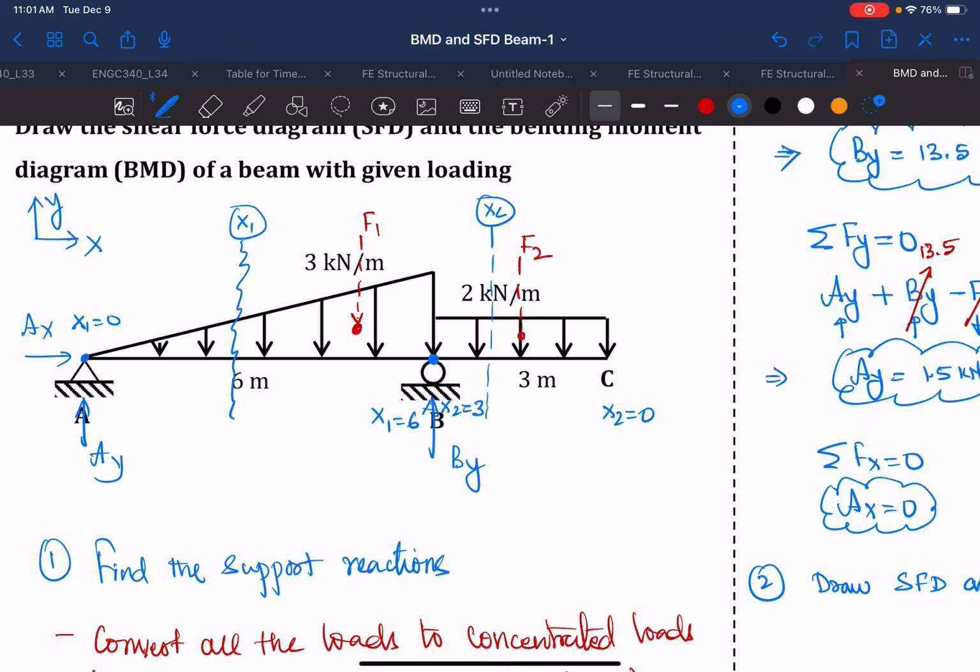Does it matter? No, it doesn't matter. You just have to be careful when you take the origin, and you need to know the limits of your variables x1 and x2. So here x1 equal to 0 means that A is our origin, and then x1 equal to 6 is at B, and that's where your equation stops. And then we derive another equation for x2. We say that x2 equal to 0 is the origin, and then x2 will be equal to 3, and that will be your limit.